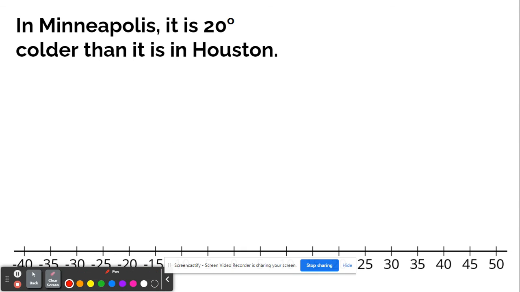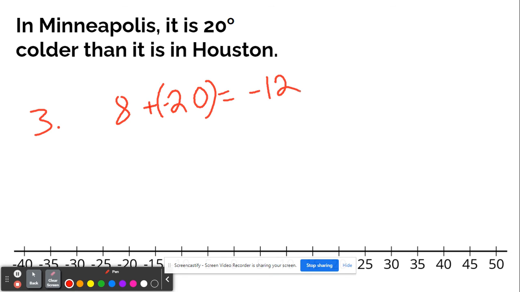All right, in Minneapolis, it is 20 degrees colder than it is in Houston. So this is 3. Well, again, we know Houston is 8. And 20 degrees colder means temperature is going to go down 20 degrees or decrease. Well, you know, decrease means subtract. So 8 minus 20. Or I apologize. These are all additional ones. So 8 plus negative 20. And that is, hopefully you got this one right. Okay, 8 plus negative 20 is negative 12.